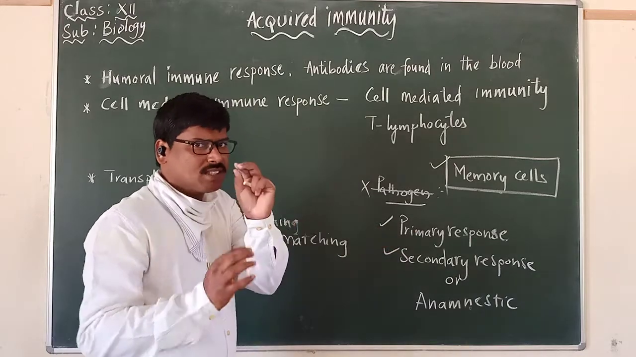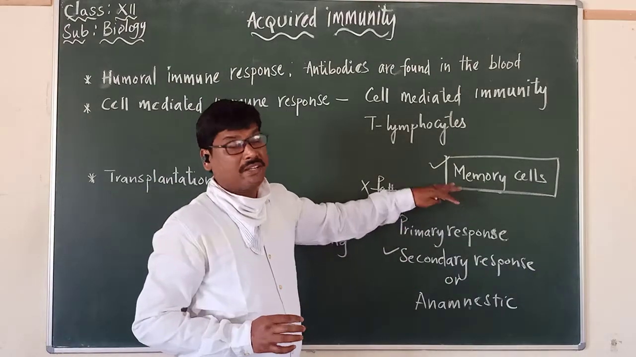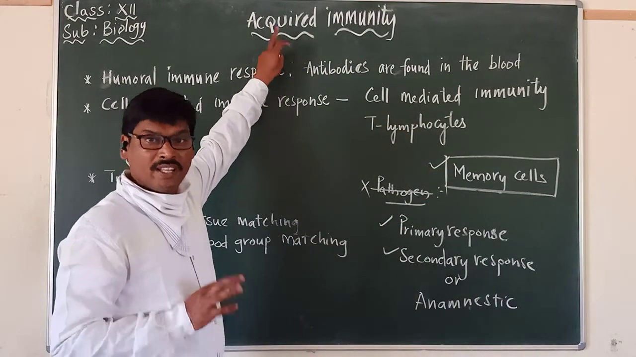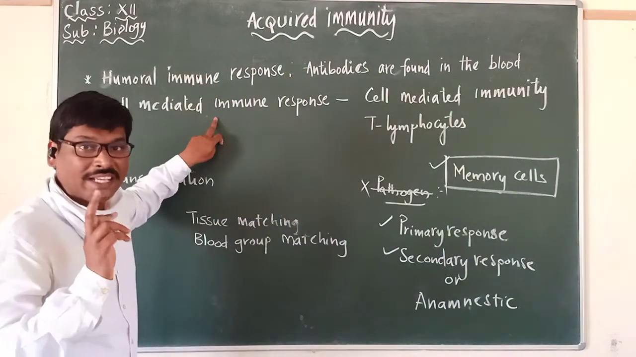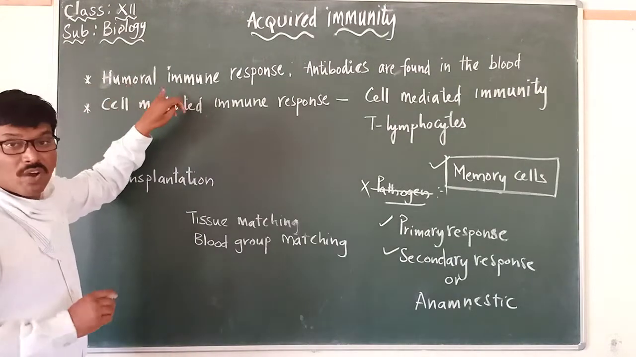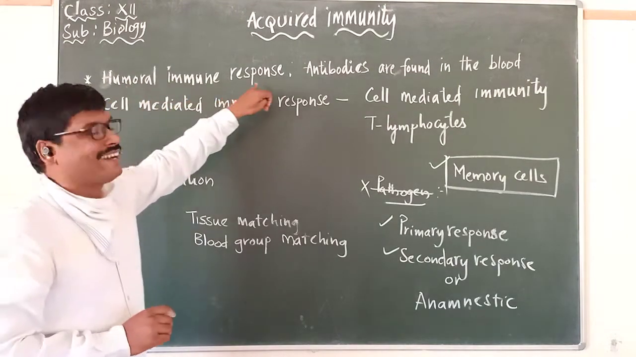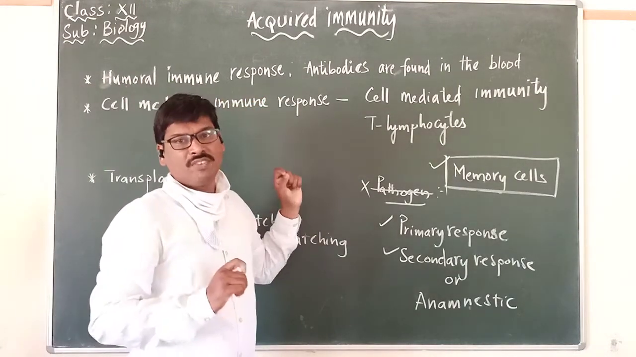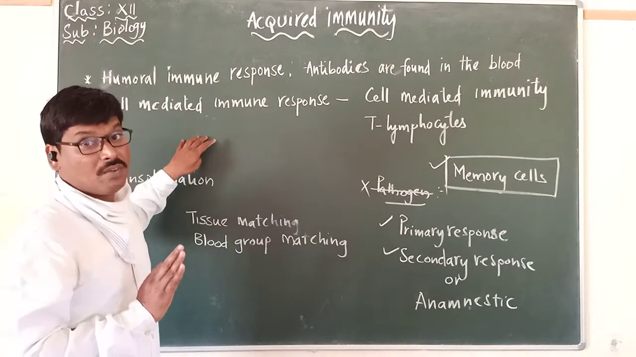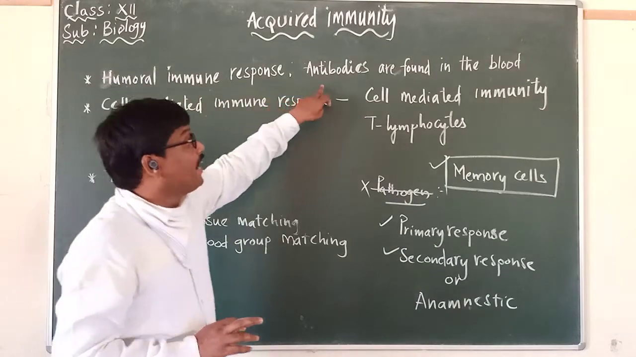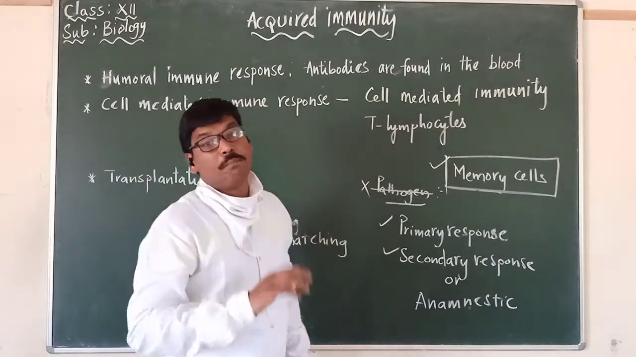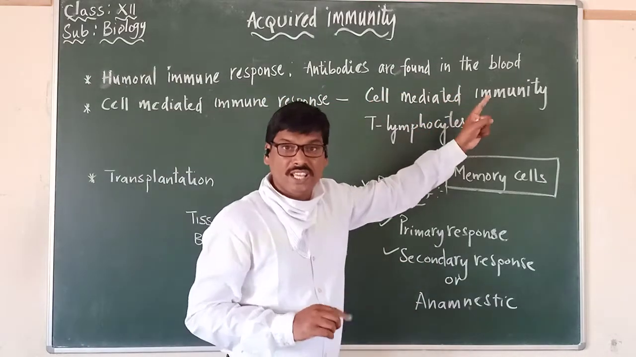These are some basic points we have to keep in mind when talking about acquired immunity. Acquired immunity can be of two types. One we call the humoral immune response, which is very important for the objective part also. Humoral immune response means antibodies that are found in the blood.